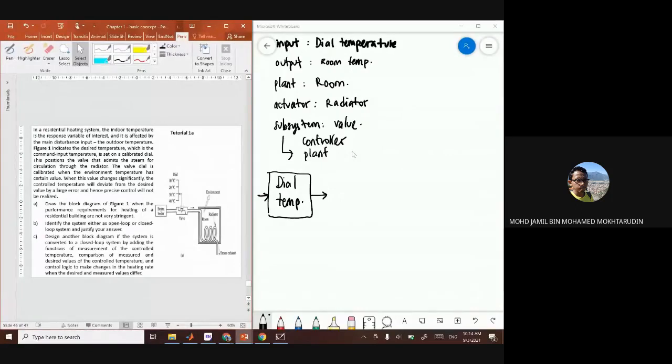Okay, so after you draw the input dial temperature, then this is a closed loop system because it says here, when this value changes significantly, the controlled temperature will deviate from the desired value by a large error. Closed loop lah. Macam closed loop. Okay, open loop sebab soalan C kata convert to closed loop. Okay, so soalan A ni open loop. So this is an open loop system. So dial temperature, then you have the valve. And then from valve, you go to radiator.